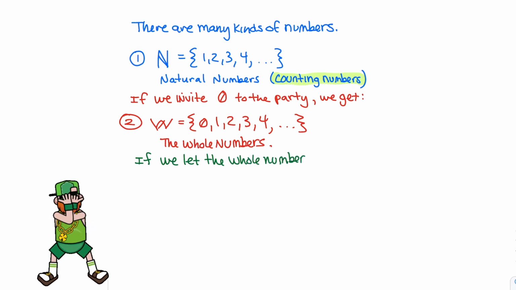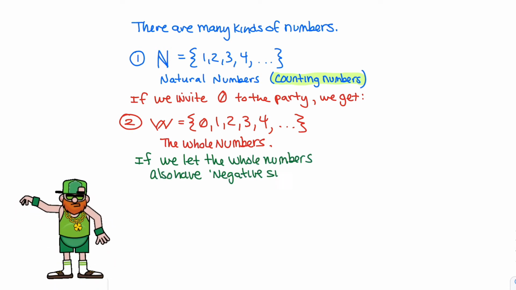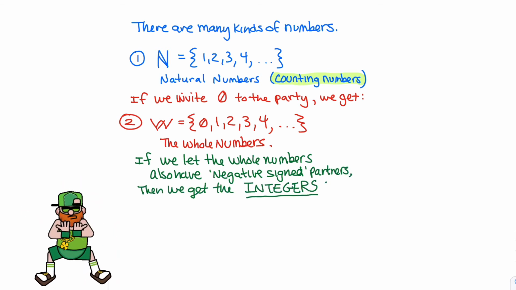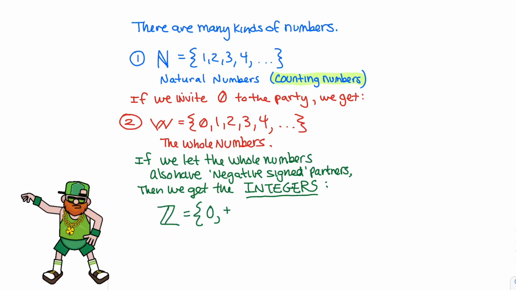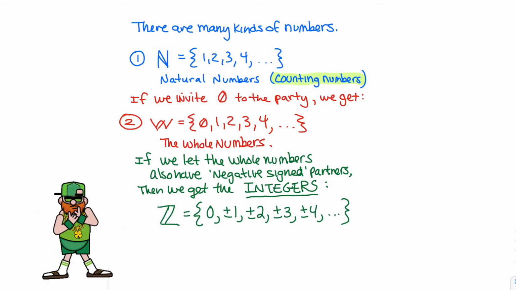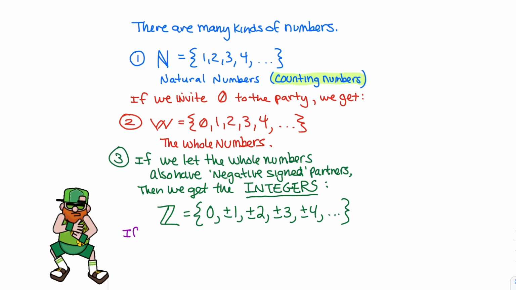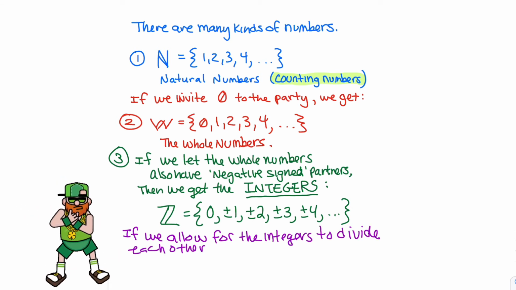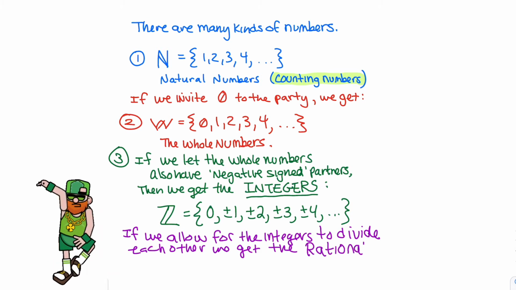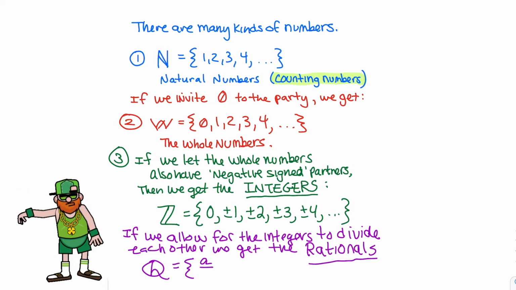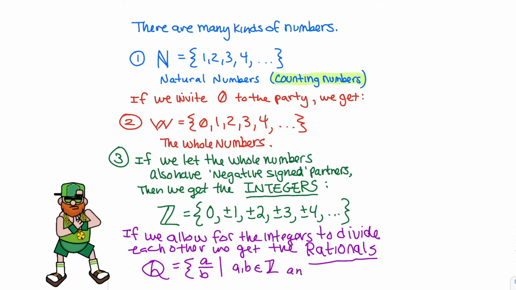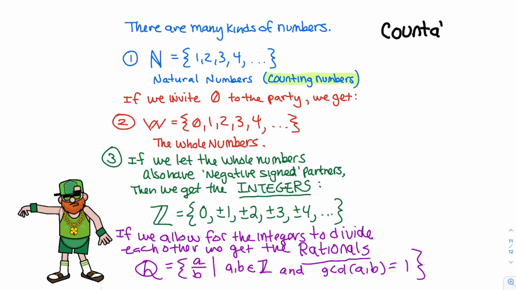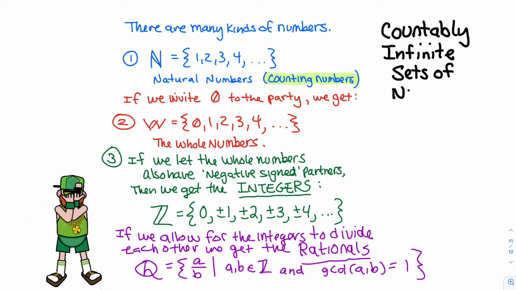Now, after a while, we wind up needing negative numbers, so if we let our whole numbers also have negative signed partners, then we get the set of numbers known as the integers, indicated with the letter Z: 0, plus or minus 1, plus or minus 2, etc. Next, if we take any integer and divide it by another integer, we get what is called a rational number, a fraction, essentially. Any ratio of two integers where the two integers have no common factors.